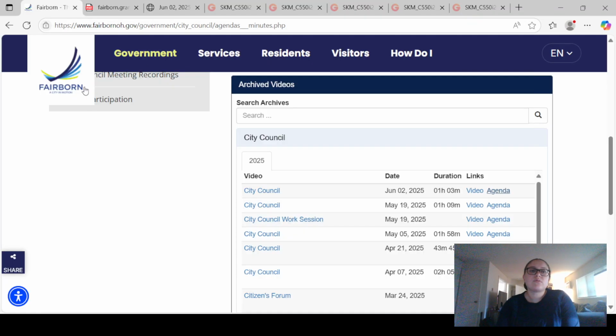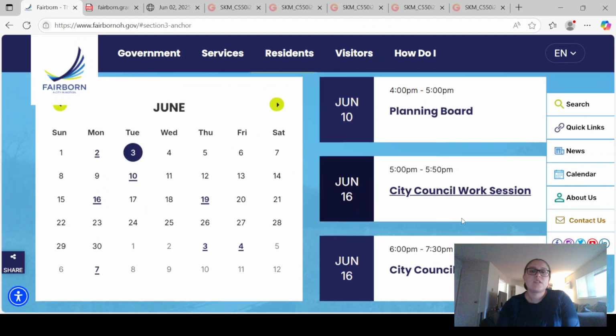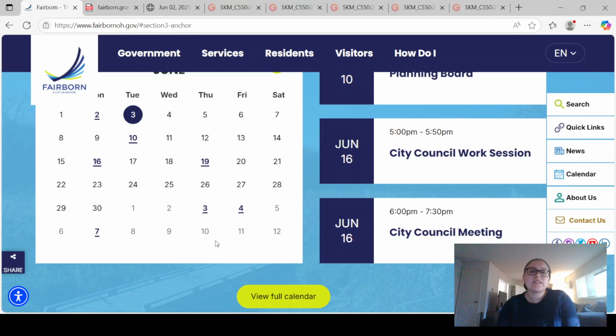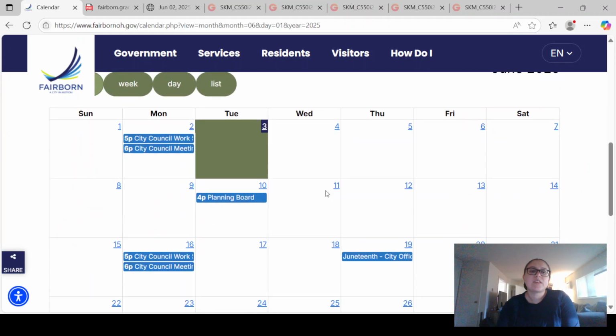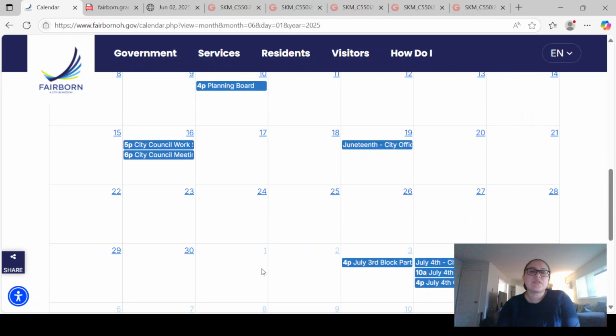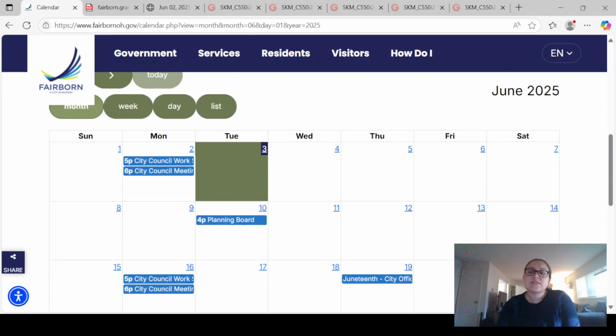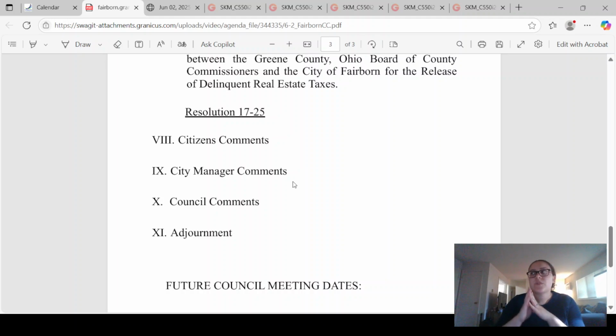You go to Fairborn, and then you go down to calendar. Everything's listed. You can view the full calendar. Usually the city council meetings are the first and third Mondays of every month. And they also have a work session at 5 p.m. before the 6 p.m. meeting. So that is basically what the agenda looks like.